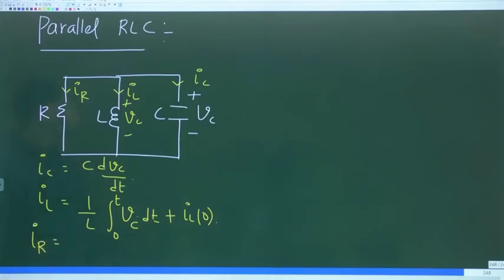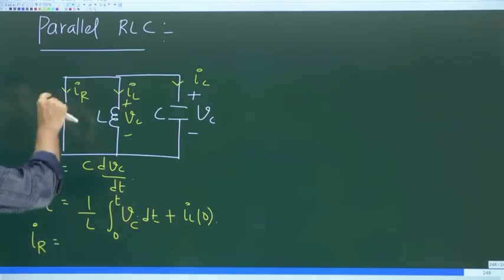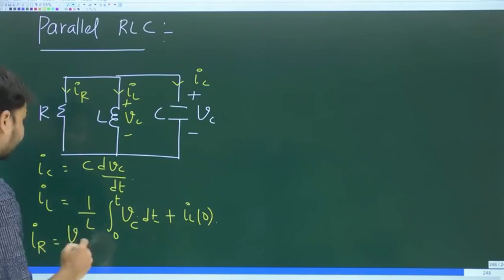And IR is what? The current through the resistor. Current through the resistor will again be voltage drop divided by resistance, which is nothing but Ohm's law. So it is what?